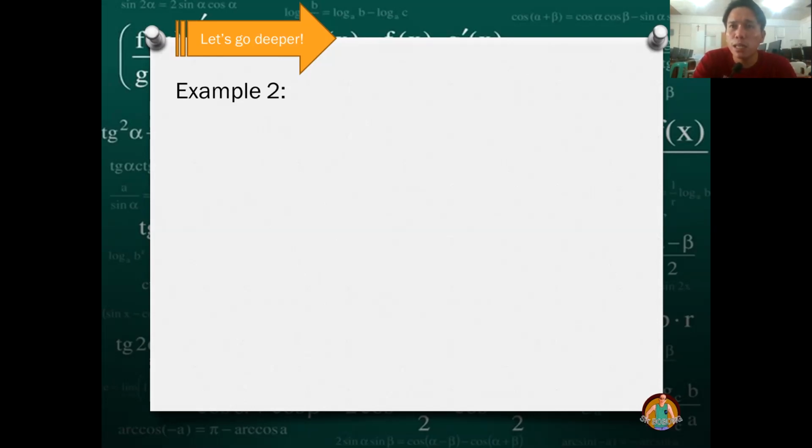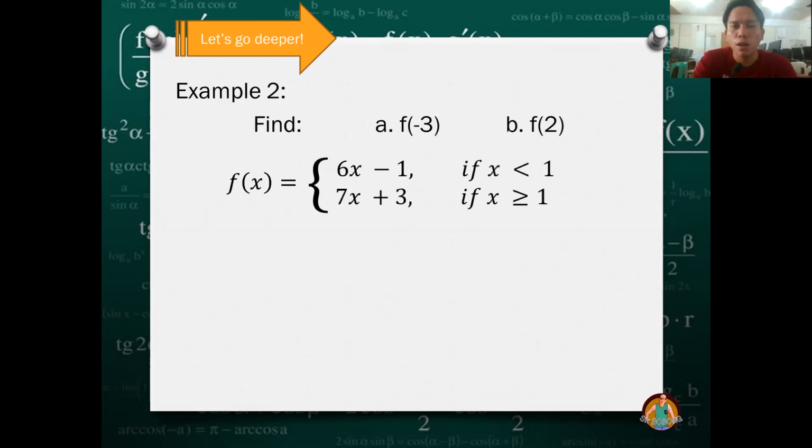Sa example number 1 kanina, parang simple equation lang siya. Ngayon naman, eto. Find A is equal to f of negative 3 and B is equal to f of 2. Okay, so our problem here is a piecewise function. Nasa piecewise function tayo. Nung aralan nyo sa lesson 1 natin about piecewise function, meron siyang sub functions. Let's find first A, f of negative 3.